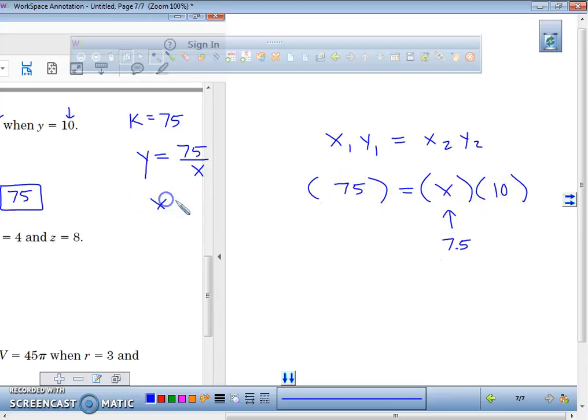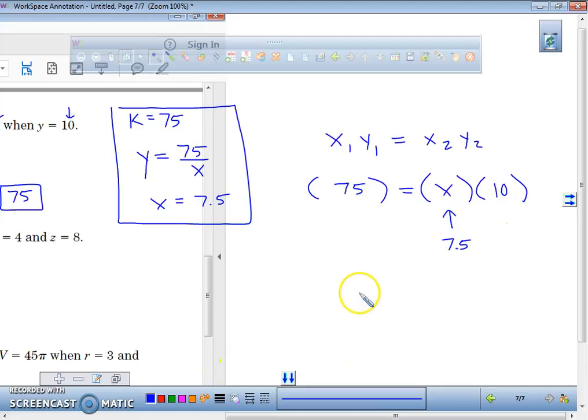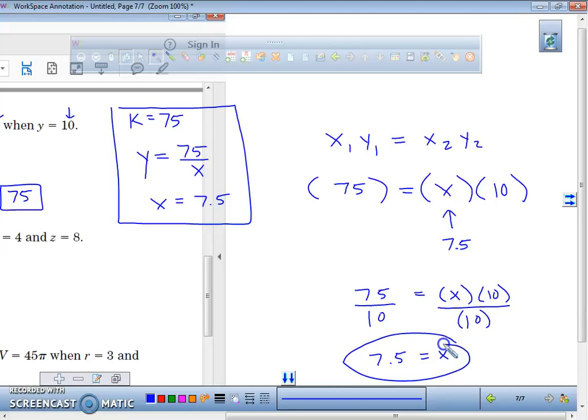So the last part of the problem, you had to solve for x. So x was equal to 7.5. Now, if you didn't know that off the top of your head, what would you divide both sides by? 10. So if you didn't just automatically recognize that a number times 10 is 75, you divide this side by 10 and divide this side by 10, and you still get obviously the same number of 7.5.